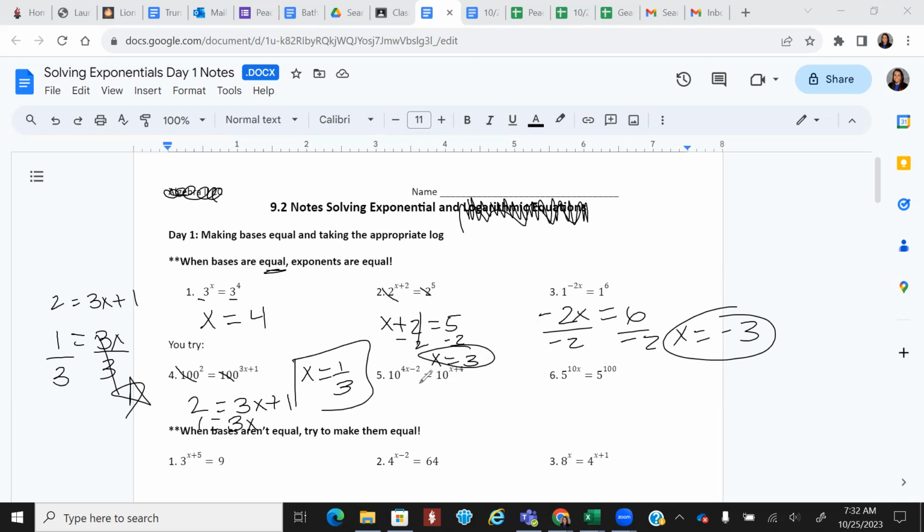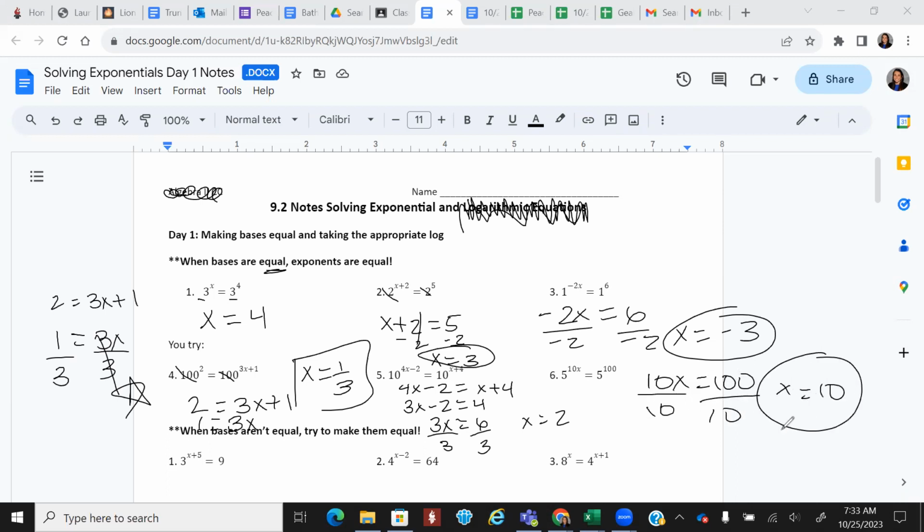All right, on number 5, we're going to take 4x minus 2 and set it equal to x plus 4. Go ahead and take a moment. Try this one. All right, so we subtract x, and that's going to give us 3x minus 2. We're going to add 2, so that's going to be 3x equals 6. We're going to divide by 3, so x will equal 2. On the next one, same base, so we're going to have 10x equals 100. We're going to divide by 10, so x would equal 10.